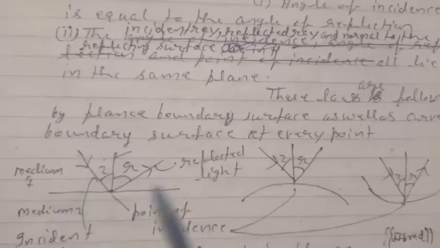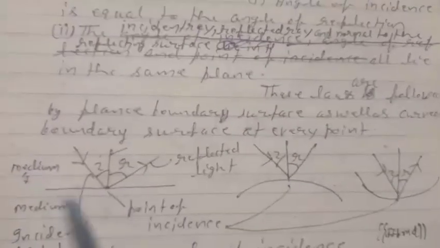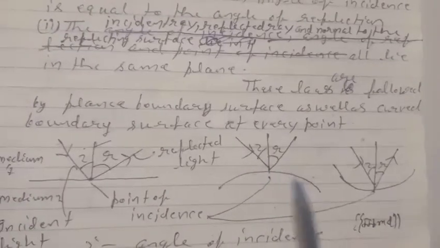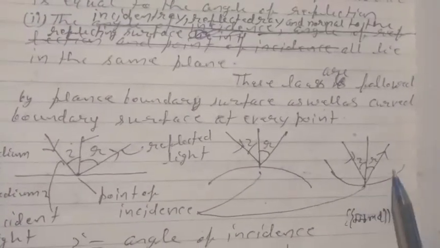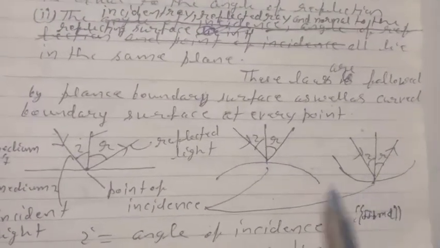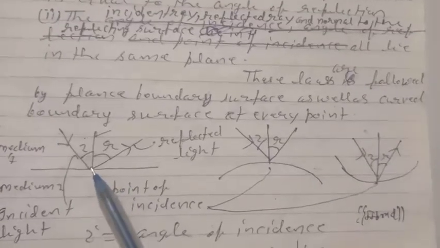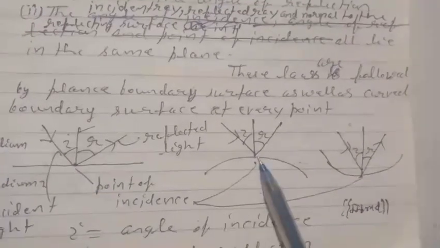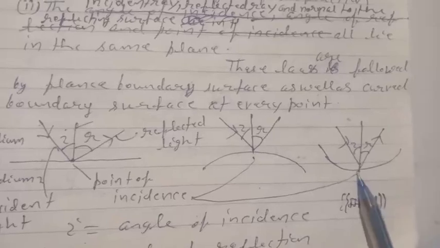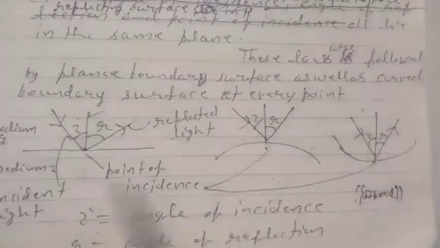Here the situation is shown. This is a plane surface boundary. This is a curved surface boundary. This is also a curved surface boundary. And this point is called the point of incidence in this case. This is the point of incidence in this case. This is the point of incidence in this case.